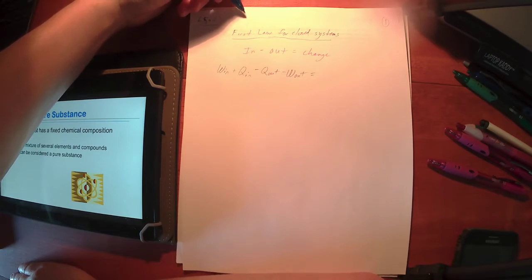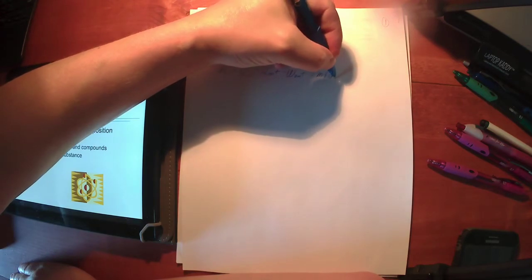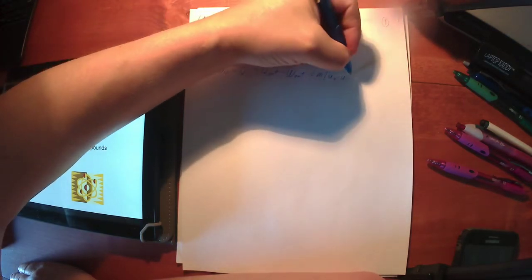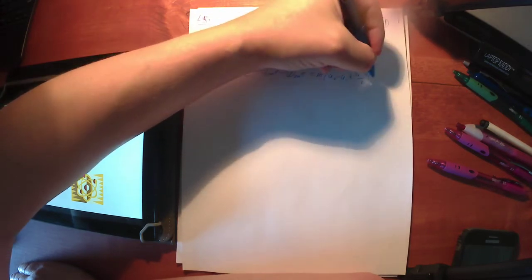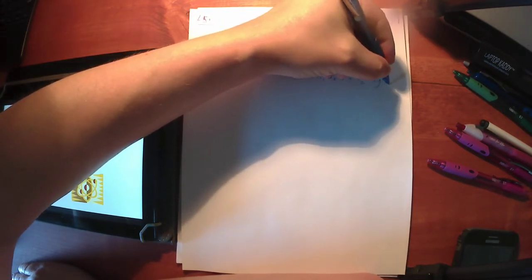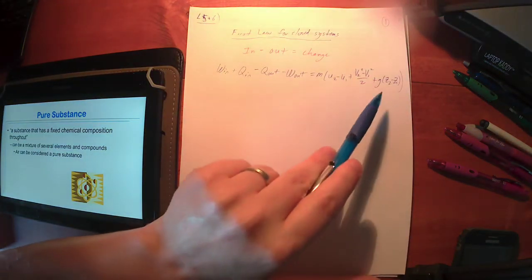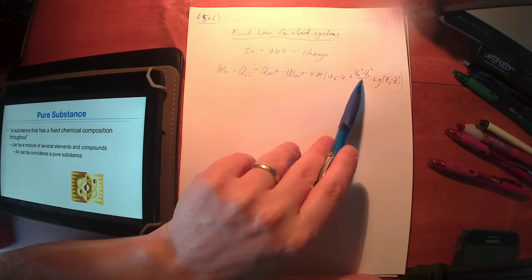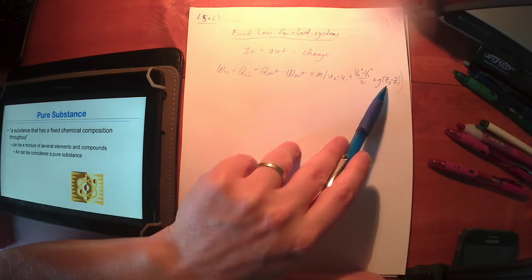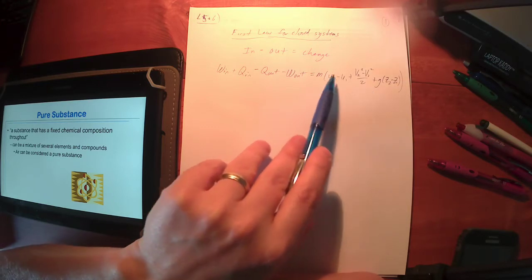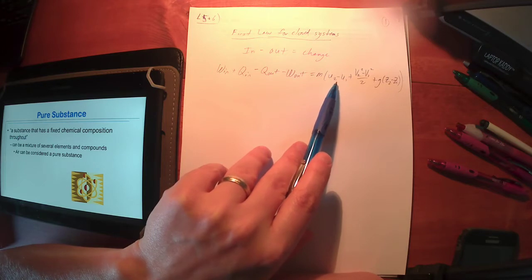Well, what types of energy can the system have? If it's a closed system, it can have its own internal energy. It can have its own kinetic energy. And it can have its own potential energy. Now, these are quantities we would need to be able to measure: the speed of the system and the elevation of the system. So these are things we could measure. The internal energy is not necessarily something we can measure very easily.